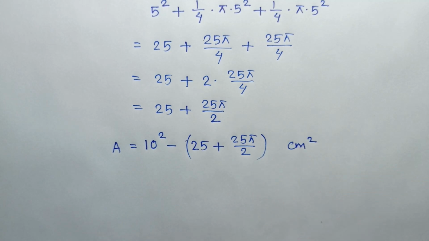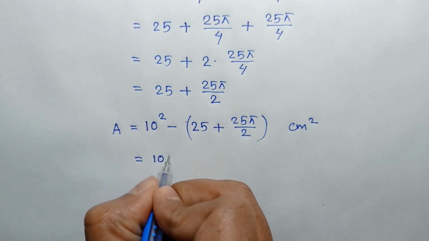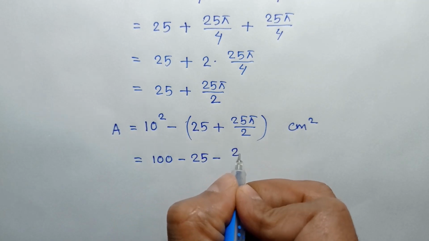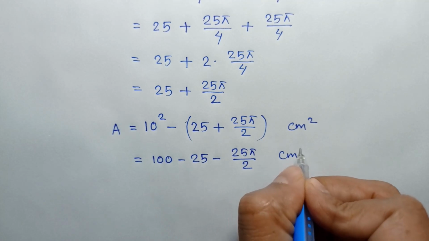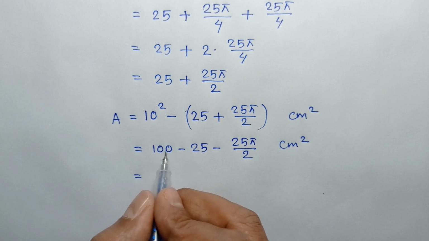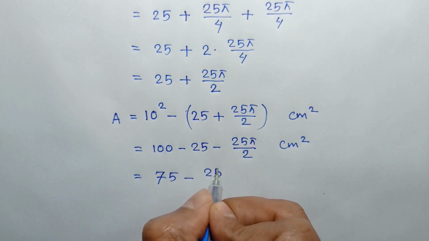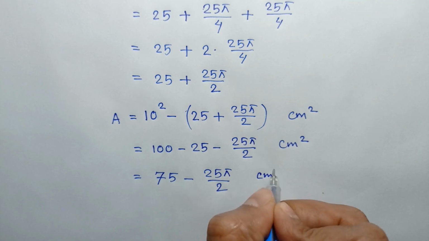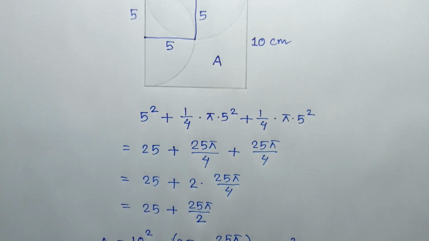centimeter square, is equal to 10 square is 100 minus 25 minus 25 pi over 2 square centimeter, is equal to 100 minus 25 is 75 minus 25 pi over 2 square centimeter. So this is the area of this region.